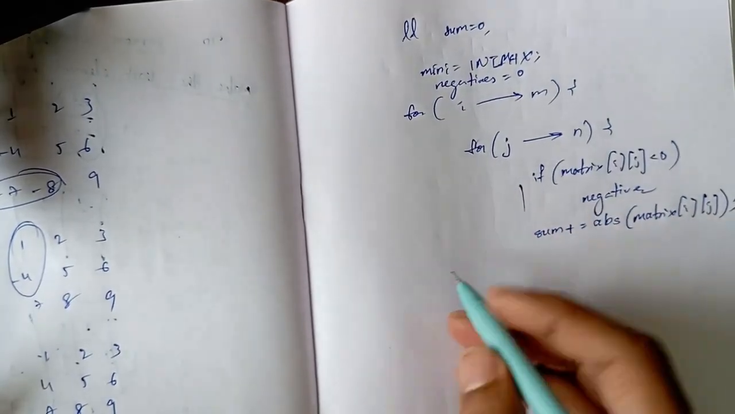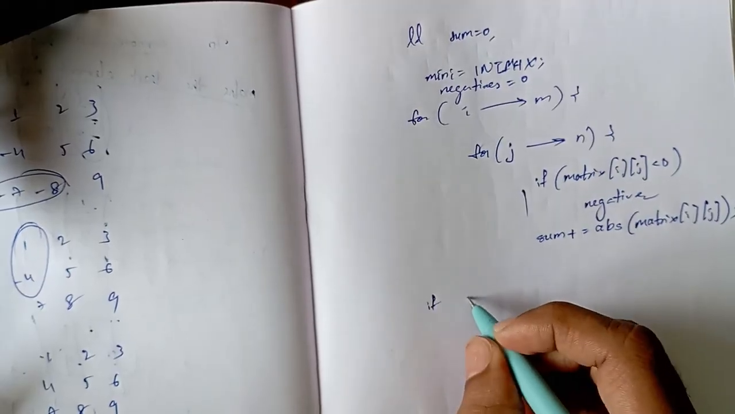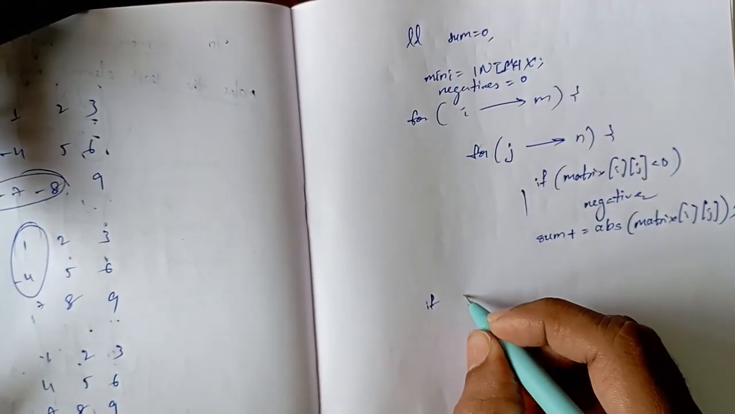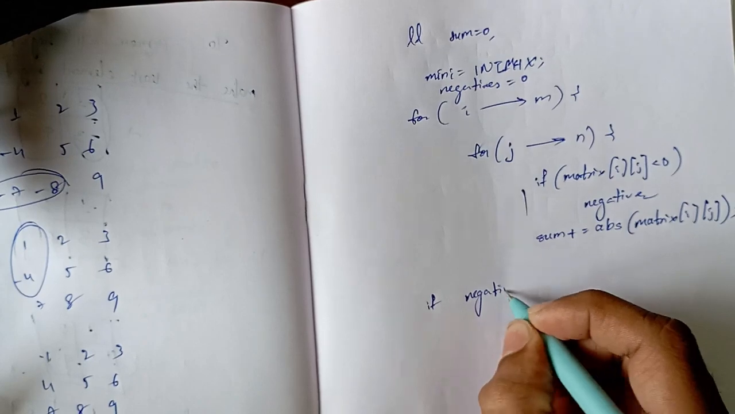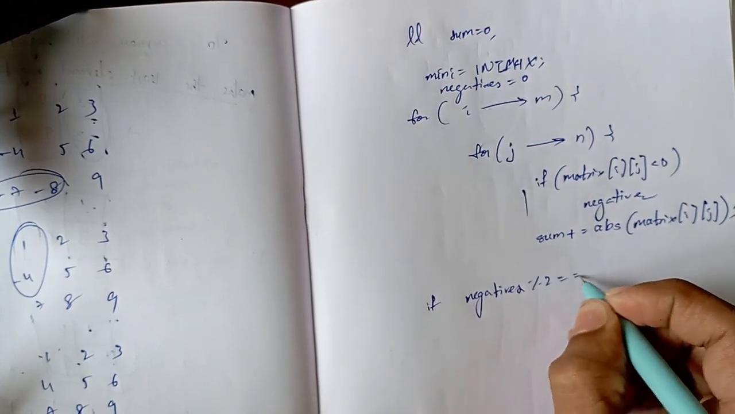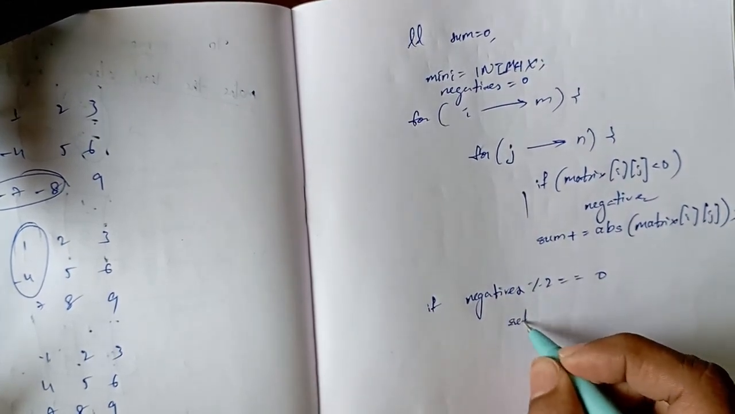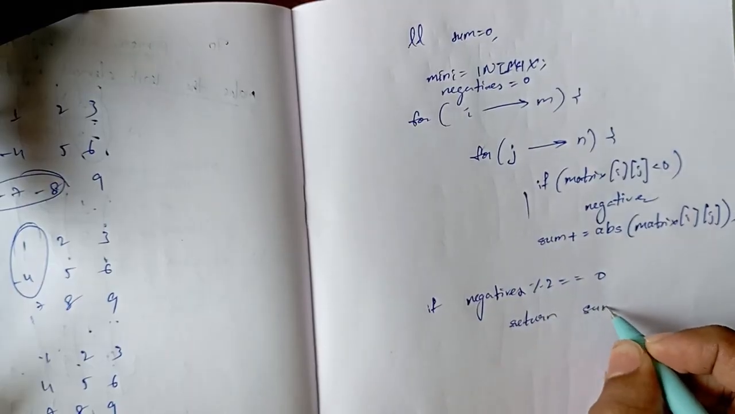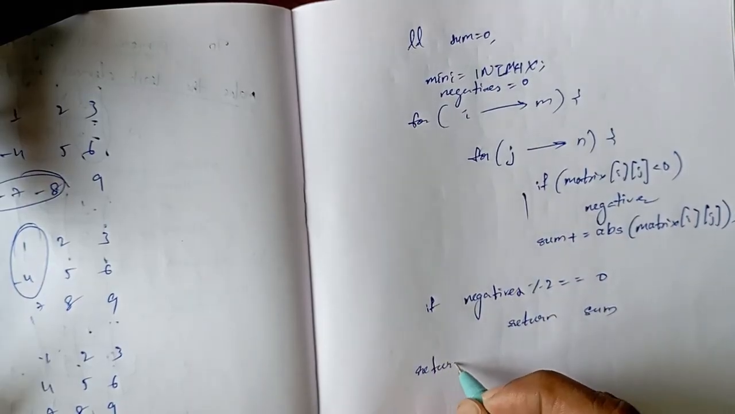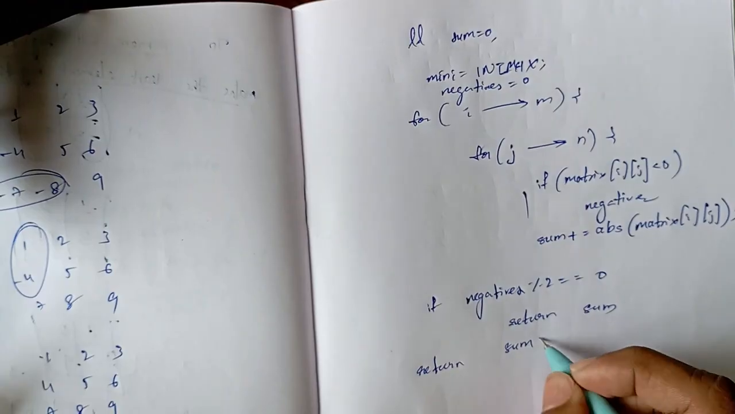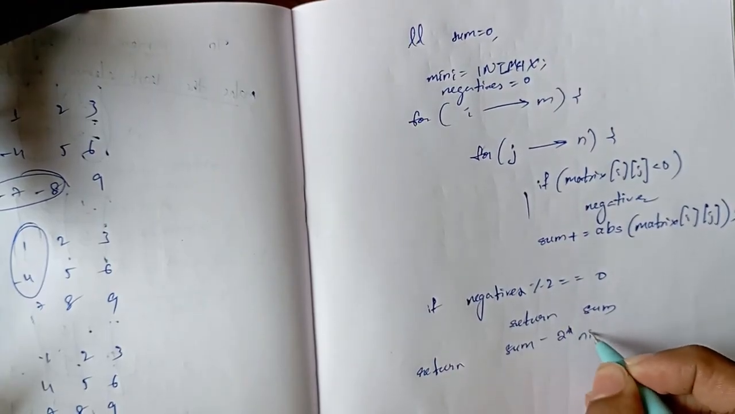And then if negatives are even, then return sum. If not, we need to return sum minus 2 times the minimum element.